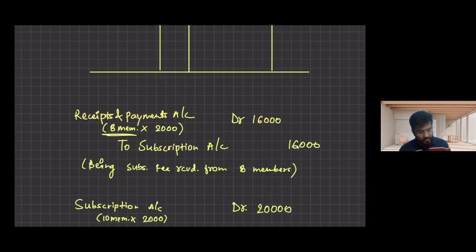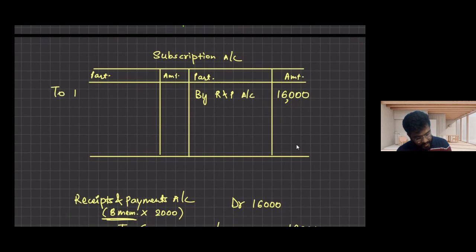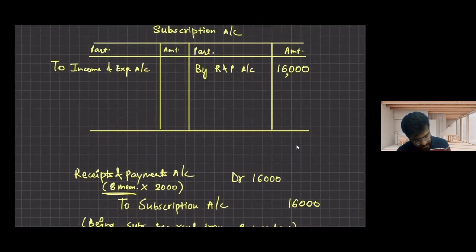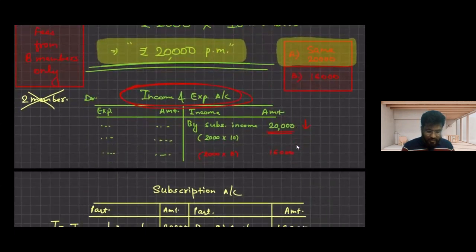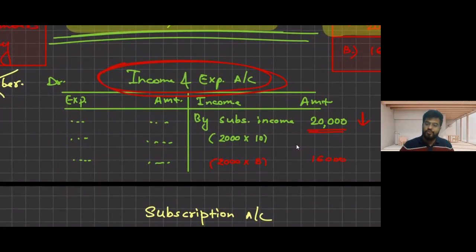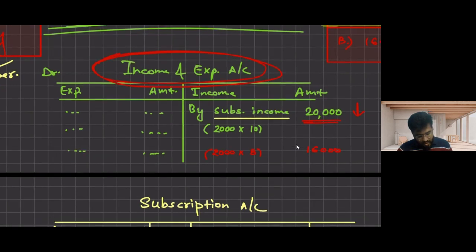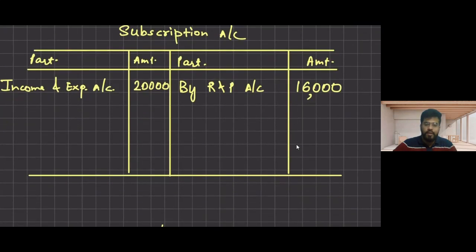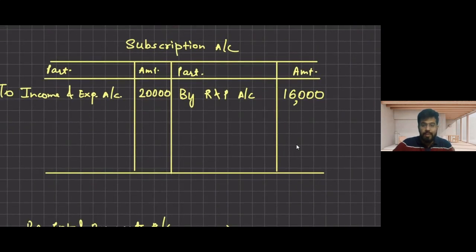Okay, so my subscription account is debited and my income and expenditure account is credited with rupees 20,000. So my subscription account is debited, and you can see the income and expenditure account I've already prepared here. It is credited with rupees 20,000 in the name of subscription income that we have already done. Okay, sir, I got your point. Now, if you see the subscription account, there is a balance of 4,000. So I will say by balance carried down.